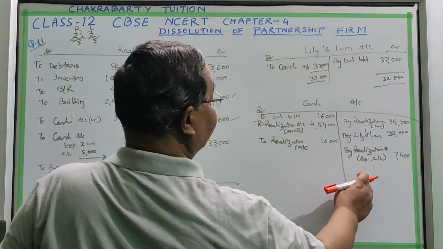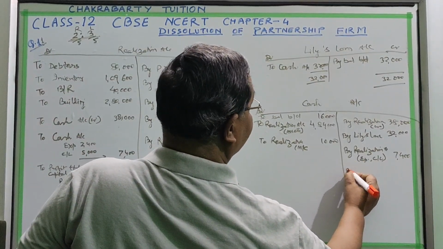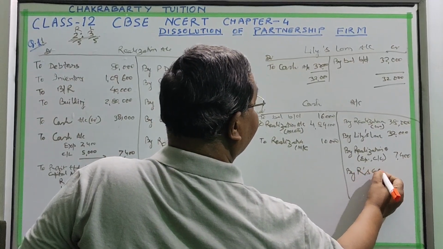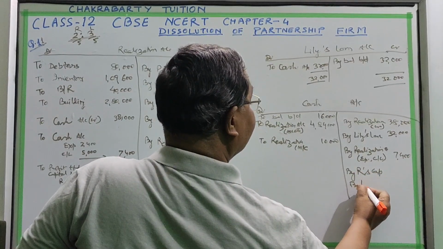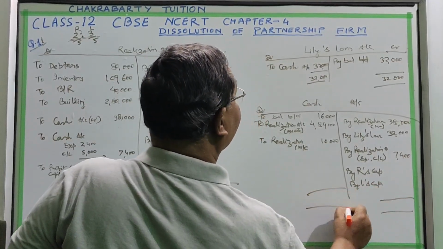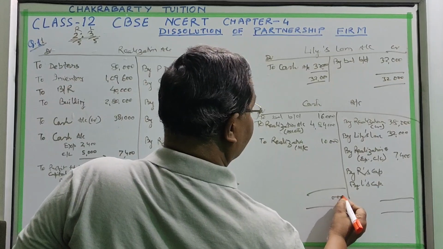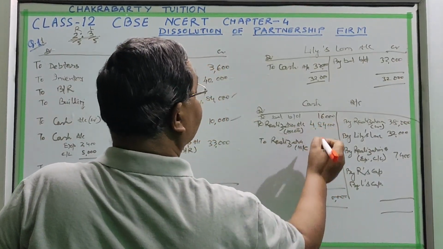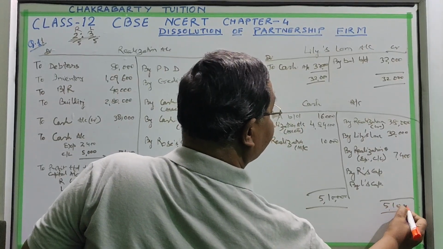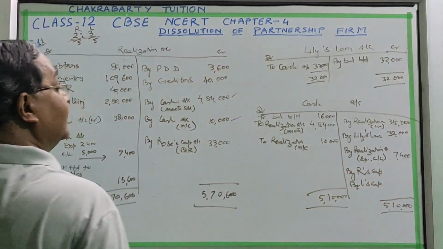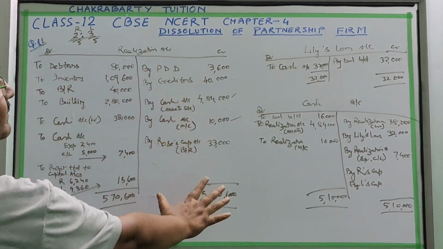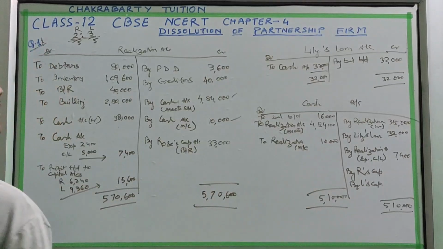Other entries here by capital will come, by Rose's capital and by Lily's capital. It will come later on, and then it will agree with this one. So 5,10,000 should come. So we have to prepare the capital account. For capital account I have to rub this, and then I will prepare capital account and put the balance here also.